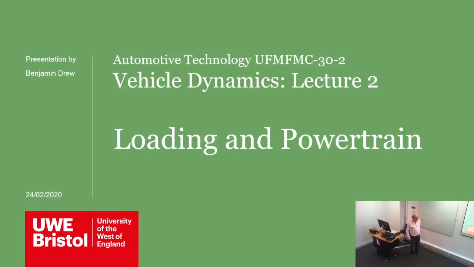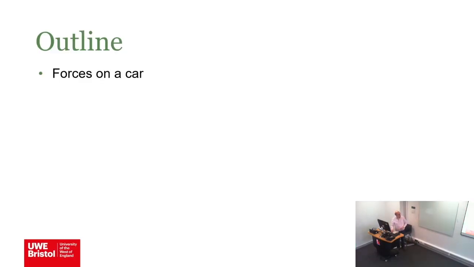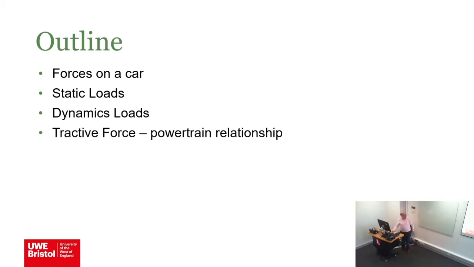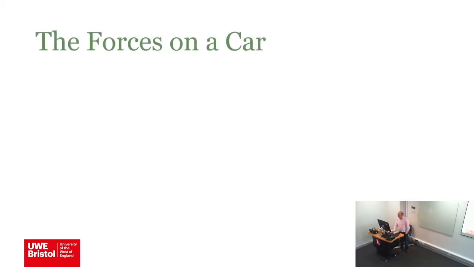Then we're going to start on talking about loading and the powertrain, and then in the following weeks we'll cover cornering and other vehicle handling. So today we'll just look at the forces on a car. We'll talk about static loading and some of the equations you can use to come up with that. It's nothing too taxing. It's all basically level 1 dynamics, applying Newton's laws. Look at dynamic loading on the car, and then also talk about tractive force and the powertrain relationship between those things. Look at resistive forces and tractive forces and those sorts of things.